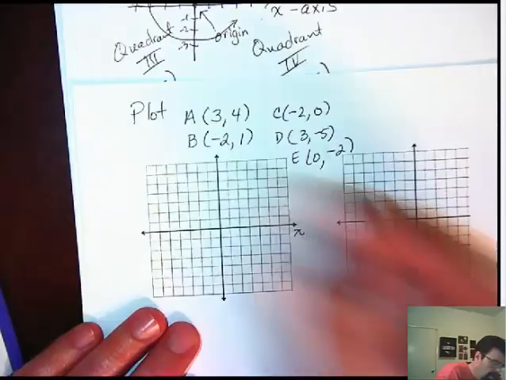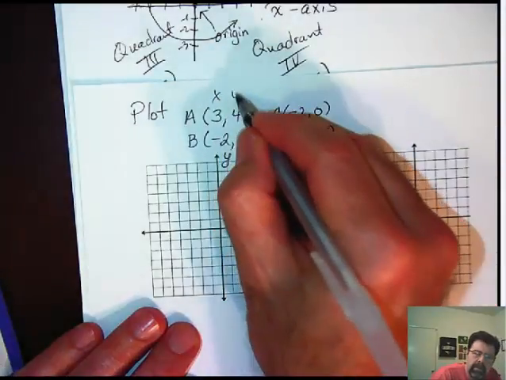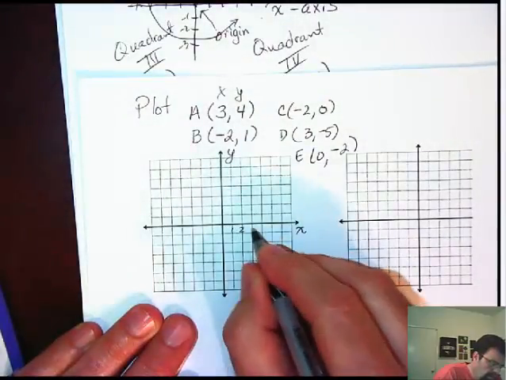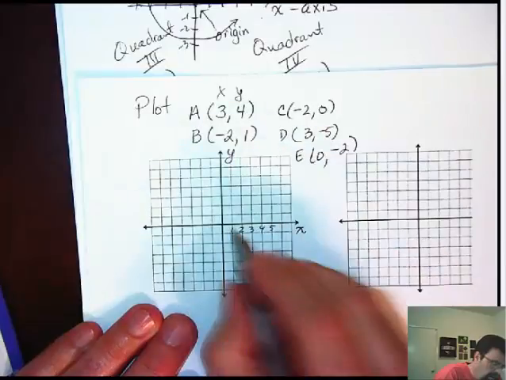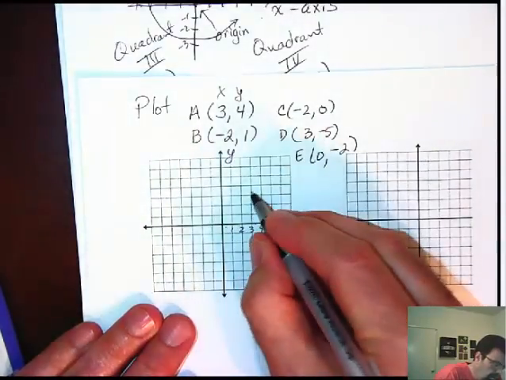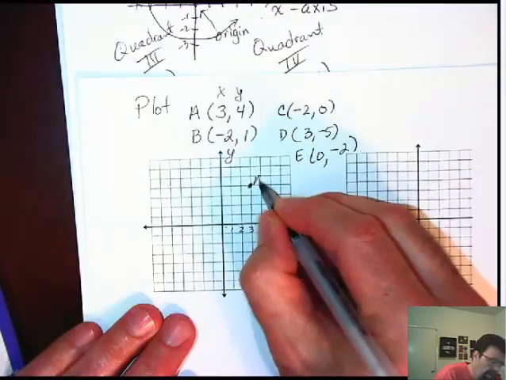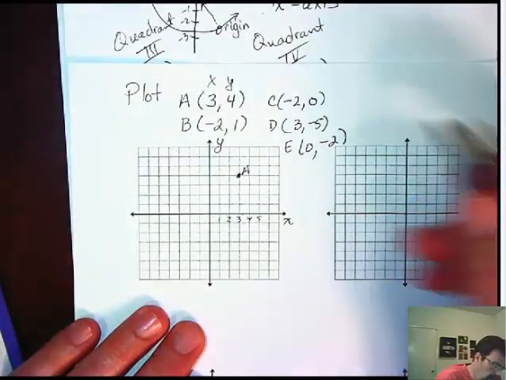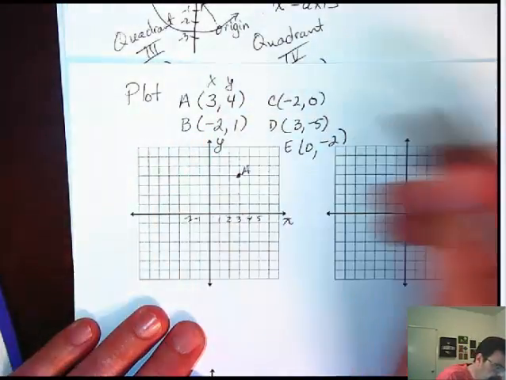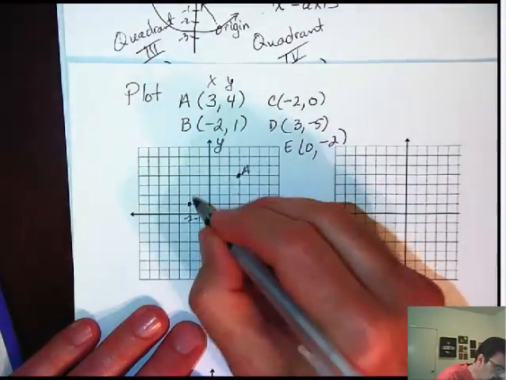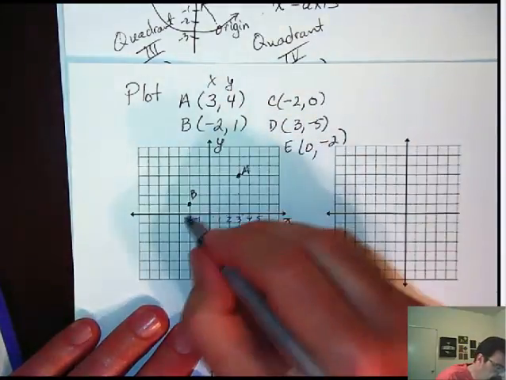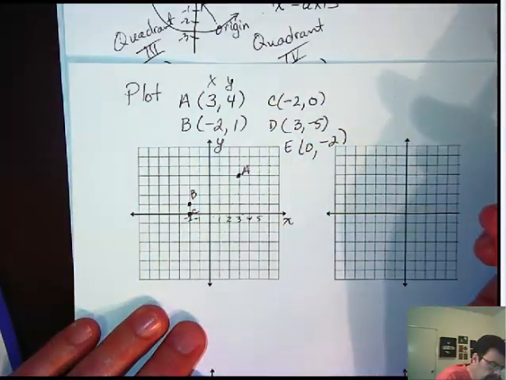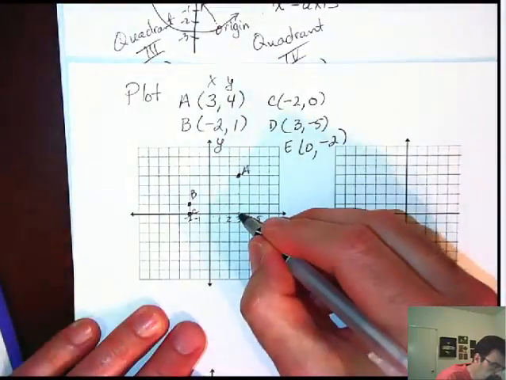Okay, so this is the x, y. Remember, it's always x first, y second. So (3, 4). You start at (0, 0). Going right is positive, so 1, 2, 3. Going up, 1, 2, 3, 4. Put a dot there. That's point A. Okay, then B is (-2, 1). Where's B? C is (-2, 0). So that's C. D would be (3, -5).